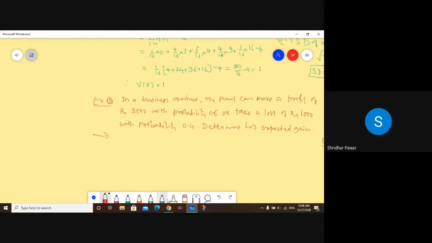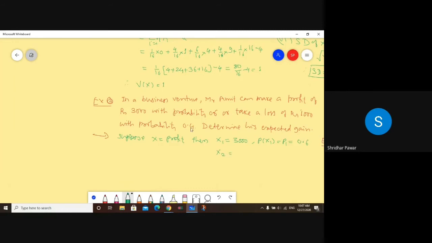Okay. So see what is given here is, suppose x is the profit. Okay. Then what are the values of x? Then x1 is 3,000, and what is p of x1? p of x1, that is p1, इतका नफा होण्याचं प्रोबॅबिलिटी काय, 0.6.